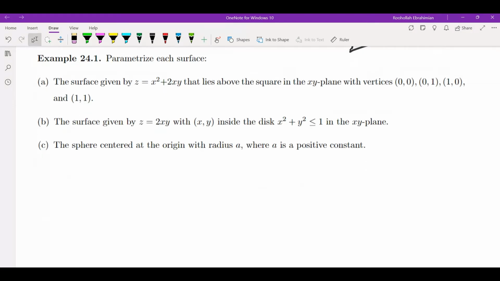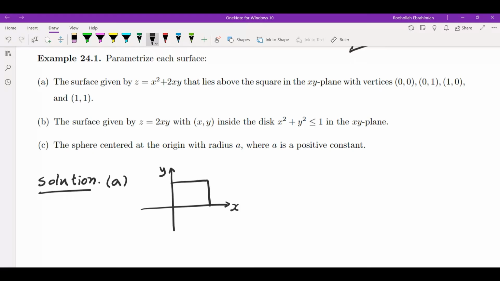The first example is: parameterize the surface given by z equals x squared plus 2xy that lies above the square in the xy plane, where the vertices are (0, 0), (1, 0), (0, 1), and (1, 1). So how do we parameterize this surface? Well, let's first look at the parameter region. The region on the xy plane is a square like this, from (0, 0), (0, 1), (1, 0), and (1, 1). So this is our parameter region.